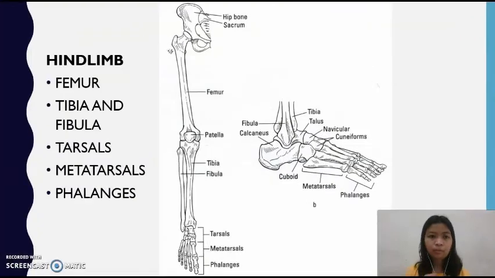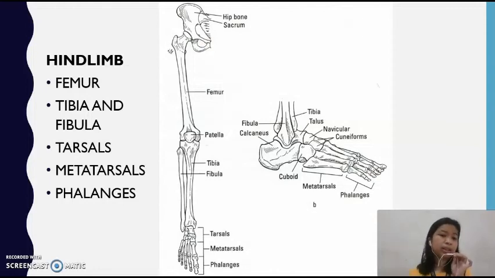Next, we have for the hind limb. So, for the hind limb, we have the longest bone, which is the femur, that can be found in our thighs. Next is tibia and fibula. So, but before tibia and fibula, we have here the patella or the kneecap. So, the tibia, yun yung nasa unahang buto natin, kung maaapa nyo dyan. Yun yung tibia sa legs natin. And then, fibula, yung nasa likuran.